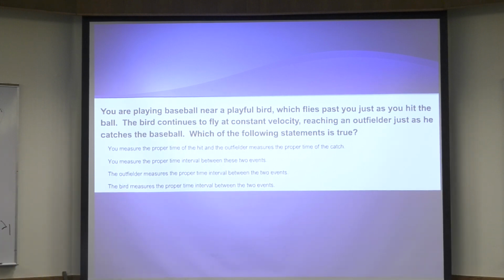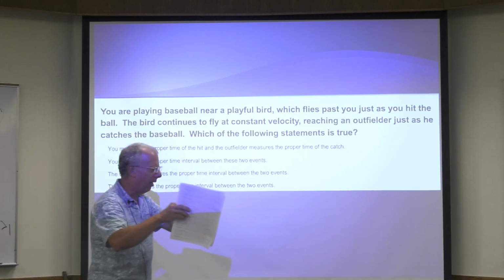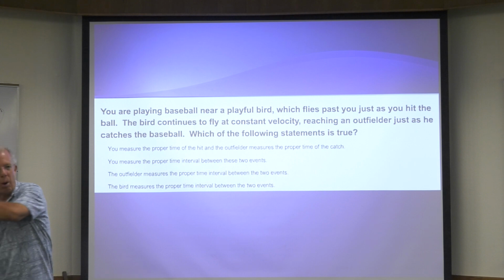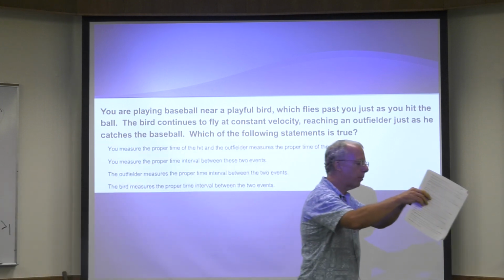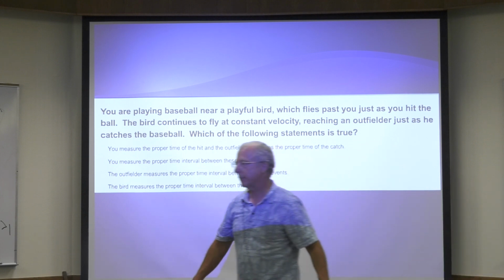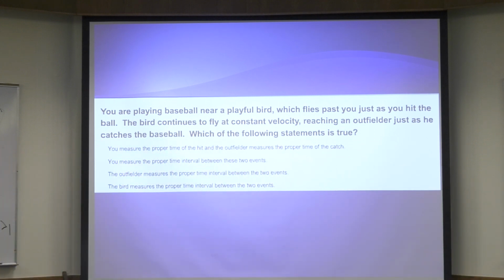You are playing baseball near a playful bird, which flies past you just as you hit the ball. The bird continues to fly at a constant velocity, reaching an outfielder just as he catches the baseball. So the bird was there when you hit the ball, the bird flies with the ball, then when the outfielder catches the ball, the bird is right there. Which of the following statements is true?